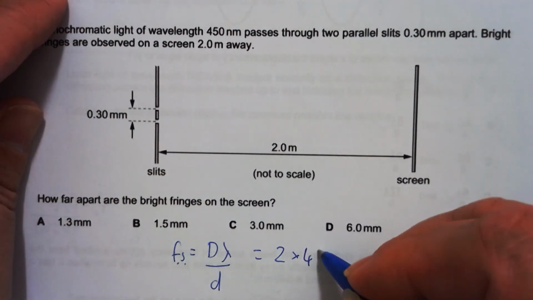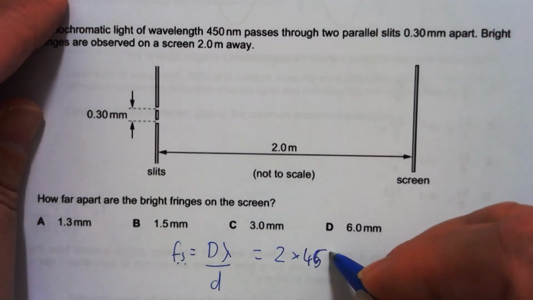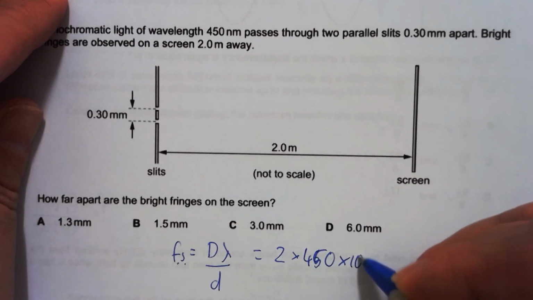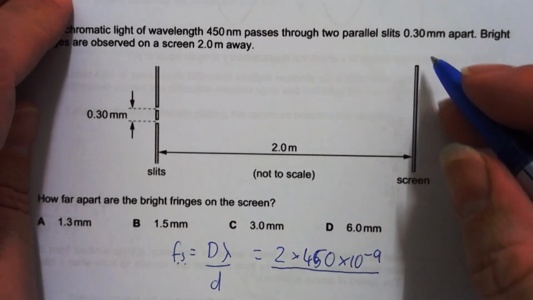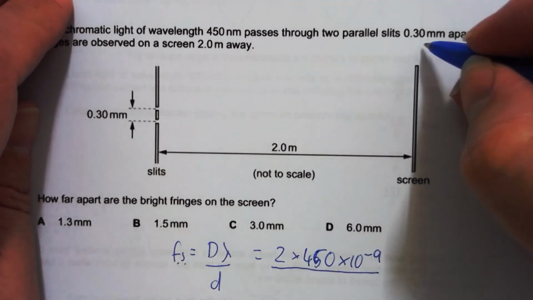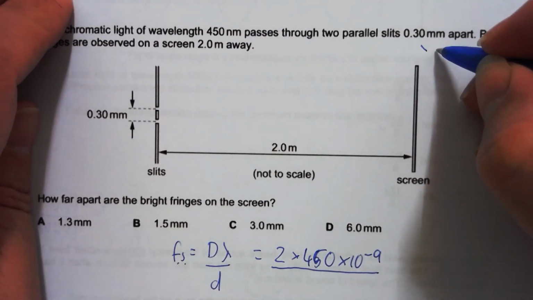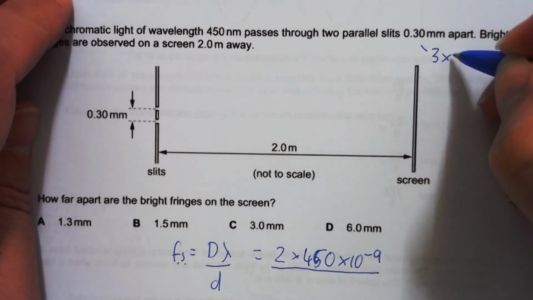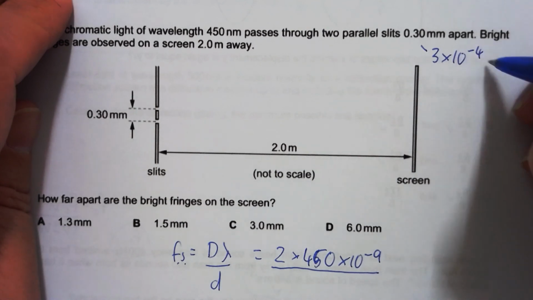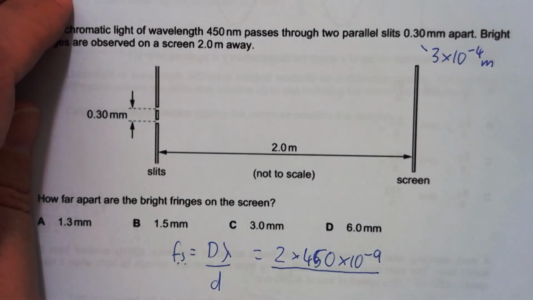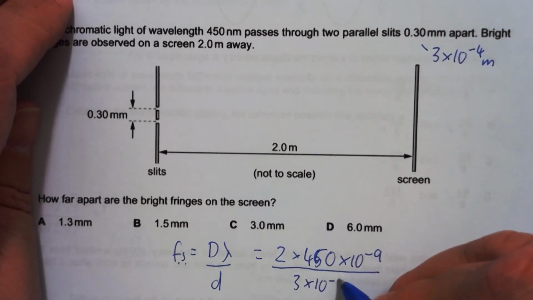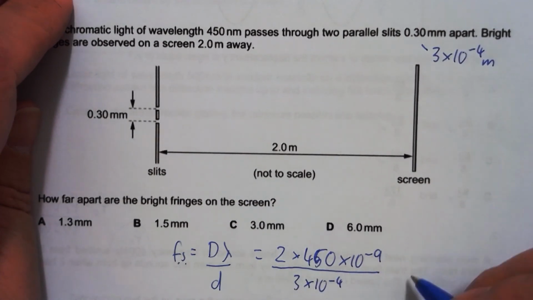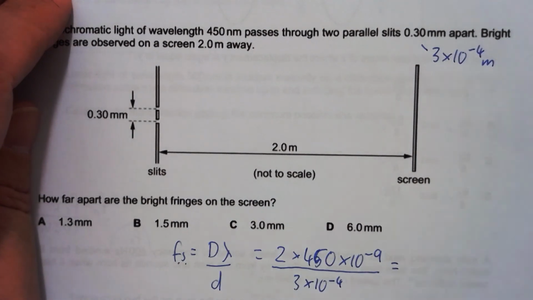So that's 450 times 10 to the minus 9 divided by the distance apart, 0.3 millimeters. Got to remember that's going to be converted to meters. So that would be 3 times 10 to the minus 4 meters. Just remember that, 3 times 10 to the power minus 4 meters. So all we've got to do then is just calculate it.